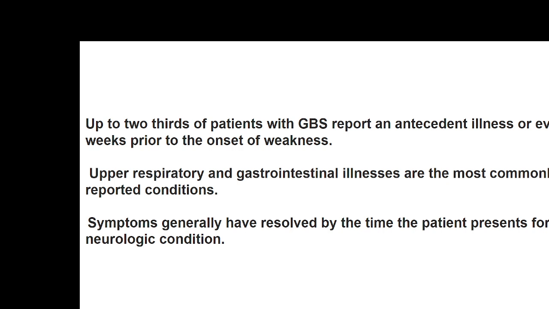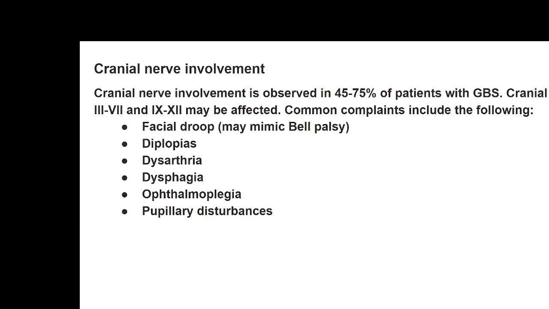Symptoms generally have resolved by the time the patient presents with the neurological condition. That previous infective pathology would have resolved, and usually the maximum gap between that infective episode and onset of the neurological pathology is around 2 weeks. So within the past 2 weeks, the patient might have had an infective pathology involving the respiratory or gastrointestinal tract, recovered after treatment, and then developed the neurological pathologies.